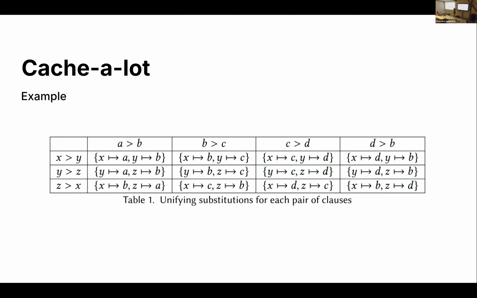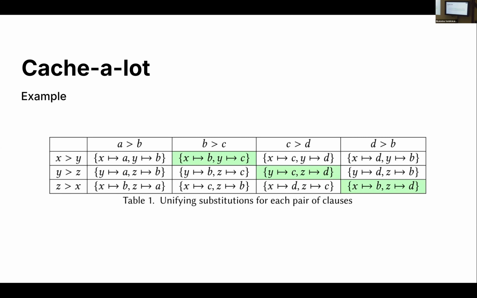So let's follow the algorithm. We can compute a unifying substitution for each pair of clauses, and then for each line, we should choose one substitution, and all substitutions should be consistent, right? For example, we can choose this one. And why are they consistent? Because every variable maps consistently to the same variable. But it's still questionable how to do this efficiently. Let's look at this in another way.